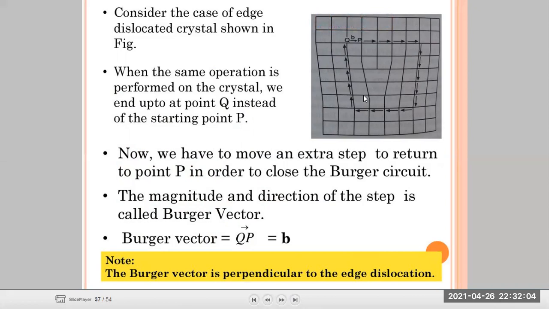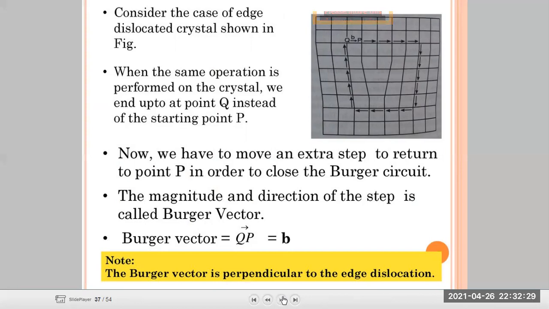As this is the edge dislocation, you can see, we have to move an extra step to return to P. When the same operation is performed on the crystal, we end up at Q instead of the starting point P. Now we have to move one extra step to return to the point P in order to close the Burgers circuit. So how do we write that mathematically? QP dash is equal to b.